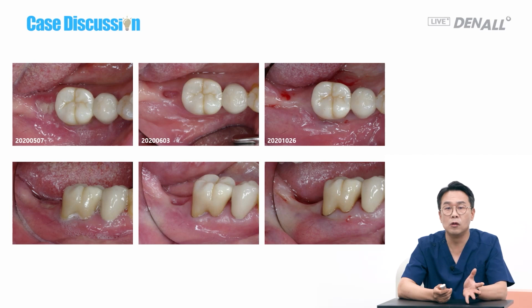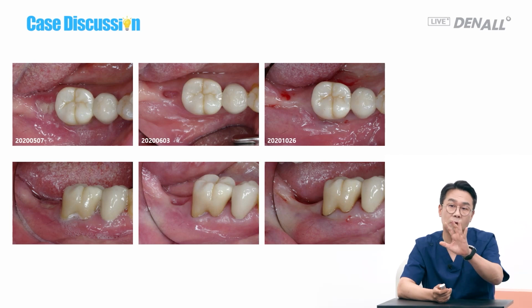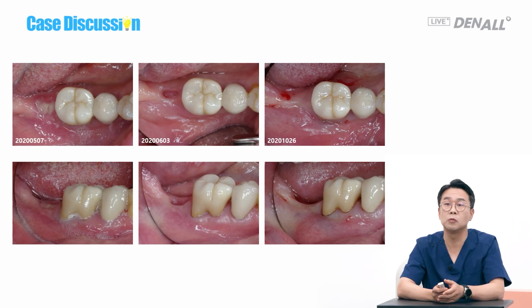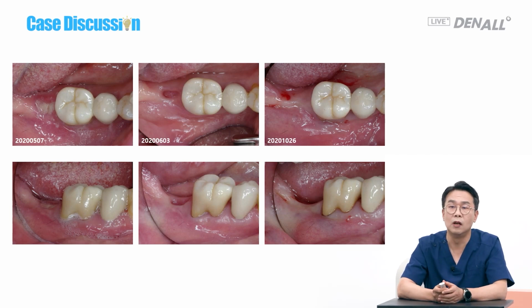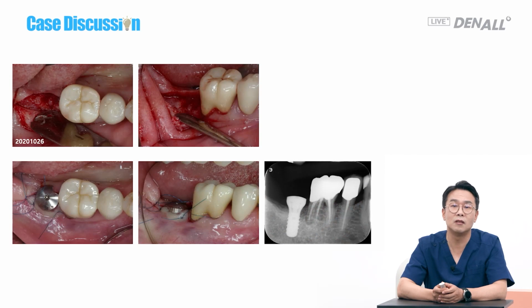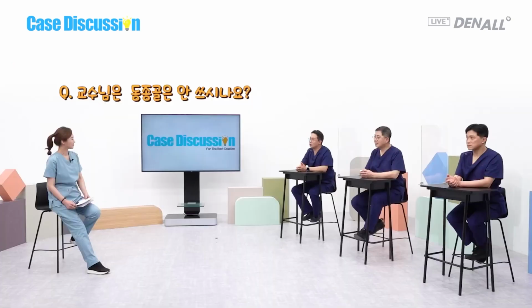Over time, on the 7th of May, after about a month, it is improved and soft tissue is properly healed after 4 or 5 months. So implant was placed. The prosthesis will be shown to you later.